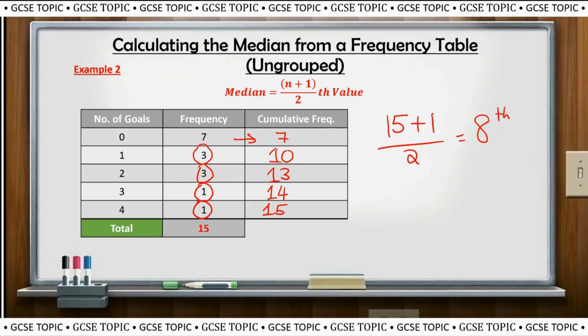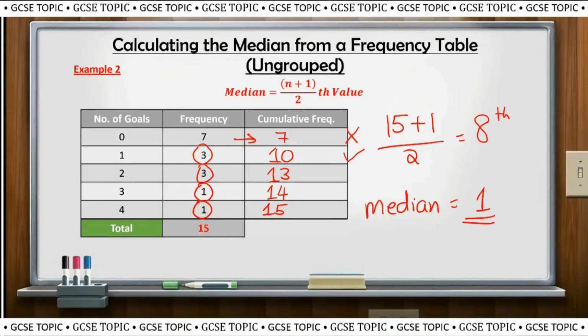I do this simply by going down my cumulative frequency column and finding the first number which is bigger than 8. So my first cumulative frequency was 7, and this is less than 8, so my median number of goals scored is not 0. My second cumulative frequency is 10, and we know that 10 is bigger than 8, so the median number of goals scored is 1. And there you have it. We have found a median, and my median for example number 2 is 1 goal scored.